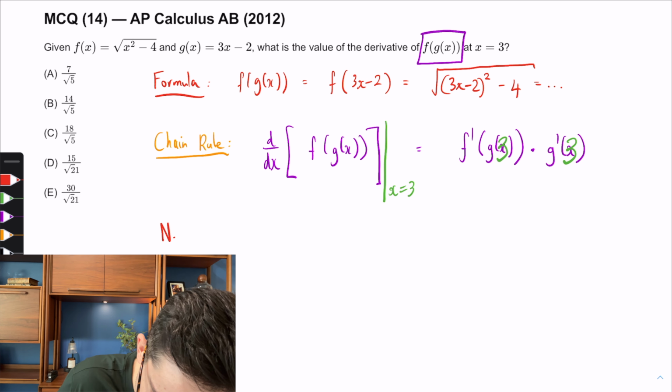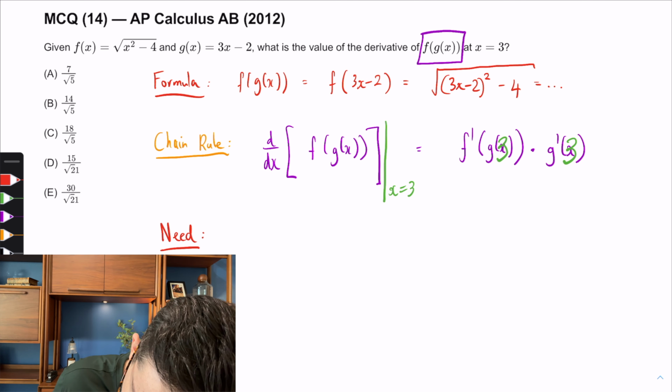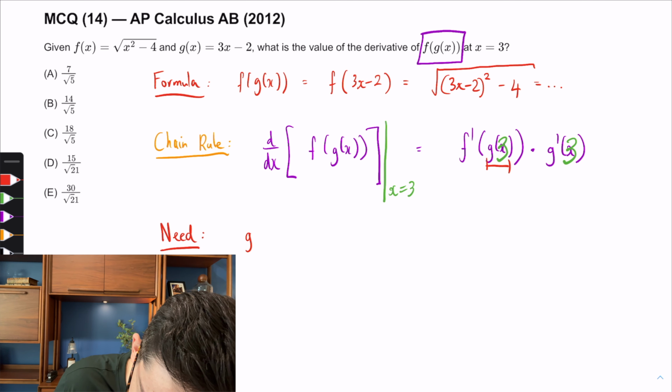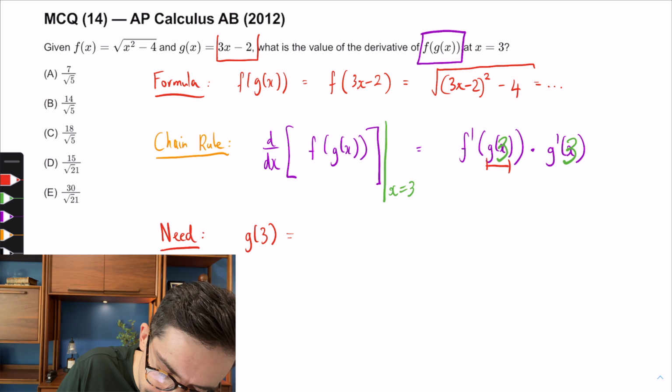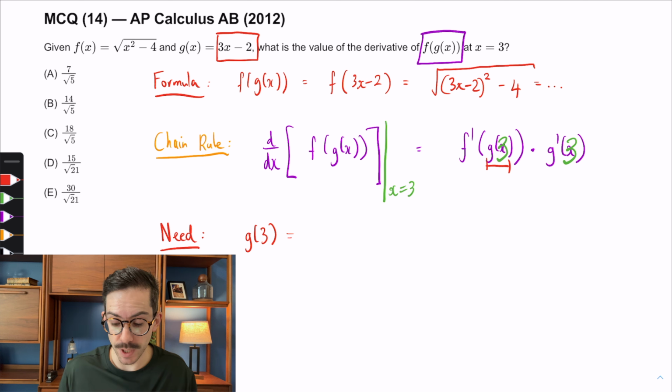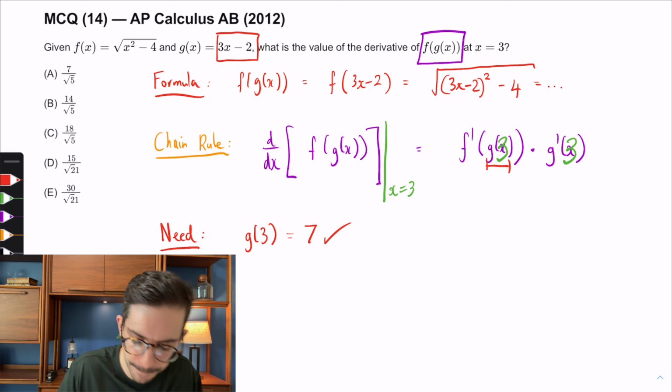So we need g of 3, right? That is this piece here. The rule for g is just 3x minus 2. So if I substitute in x equals 3, I will get 7 for that first piece.